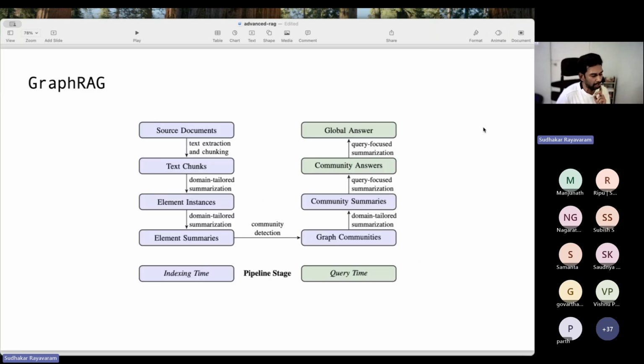So at a very high level, this is what GraphRAG is doing. There are two phases: indexing time and query time. Indexing time happens only once, when you're indexing, when you're dumping a document into it. Query time is when you actually make a call.